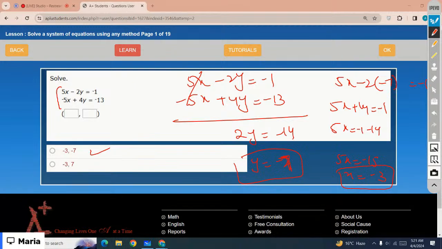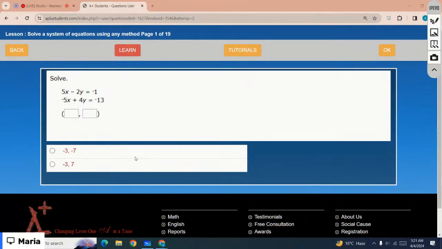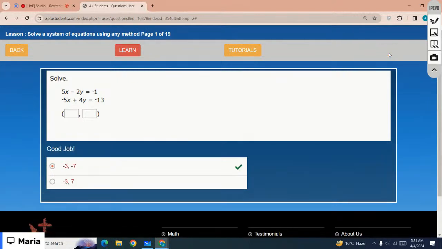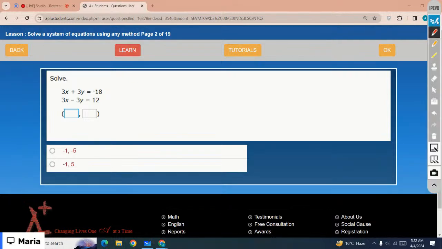Okay, let's just look at the next one. Okay, 3x plus 3y equals negative 18. 3x minus 3y equals 12. Again, you can see the variable y has the same coefficients but with opposite signs. That means if you use the elimination method, that would be very easy to solve this system of equations.